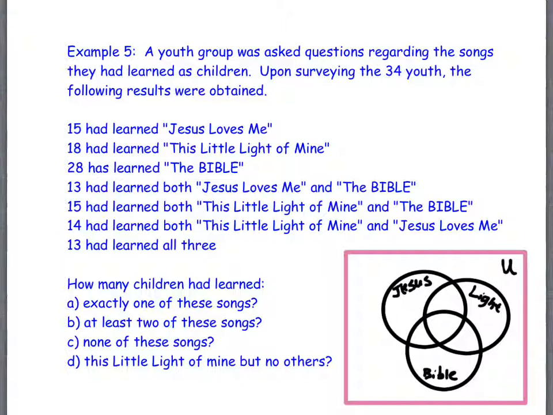Why would we have 13 and not... I hadn't learned all 3. Why would we have that? Why is that the first one? Well, they tell us that as a piece of information, so it's one of the possibilities. Why would we like to start here? That's the piece of information where they all 3 overlap, and there's only one place for that to happen.